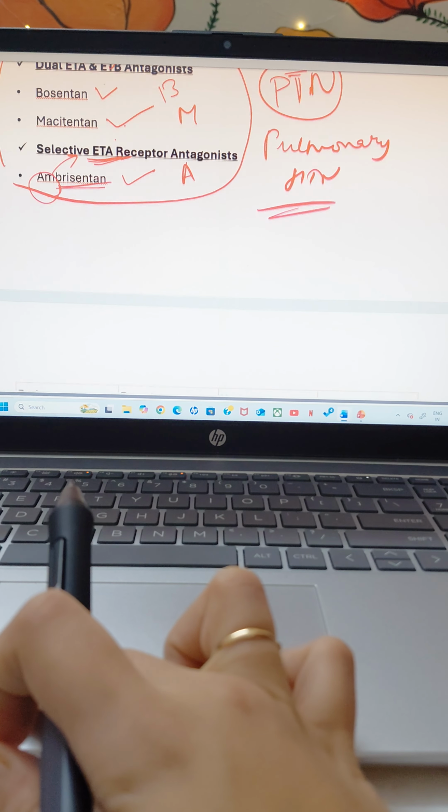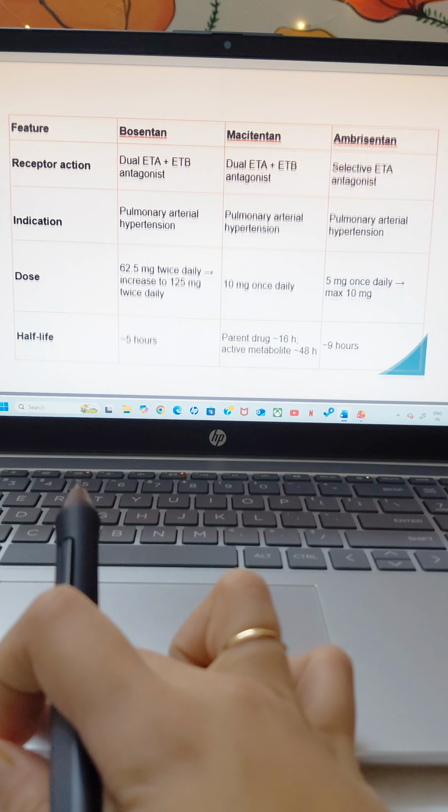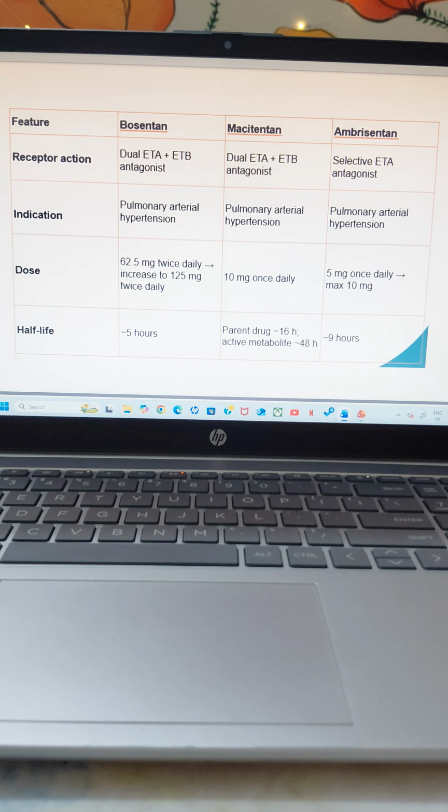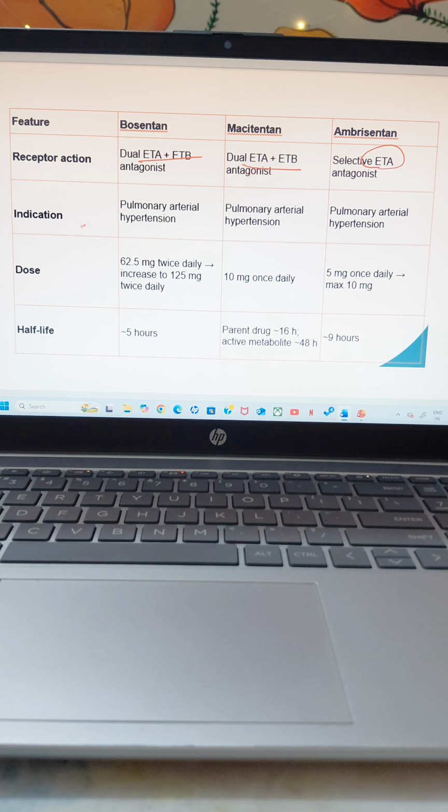Now we'll compare the features of the drugs. Bosentan has dual action. Macitentan, same dual action. Ambrisentan, ETA antagonist selective. Indication: pulmonary arterial hypertension, same for the other 2. Dose: 62.5 mg twice daily, increasing up to 125 mg twice daily for Bosentan. For Macitentan, it is 10 mg once daily. For Ambrisentan, it is 5 mg once daily and maximum up to 10 mg.